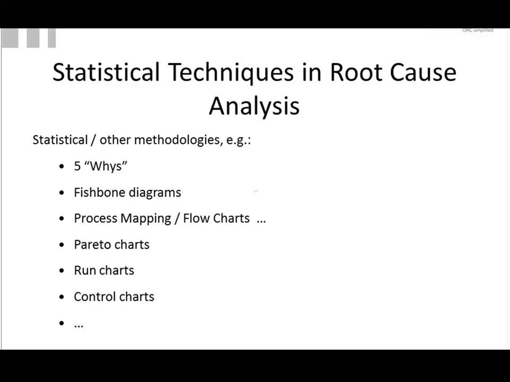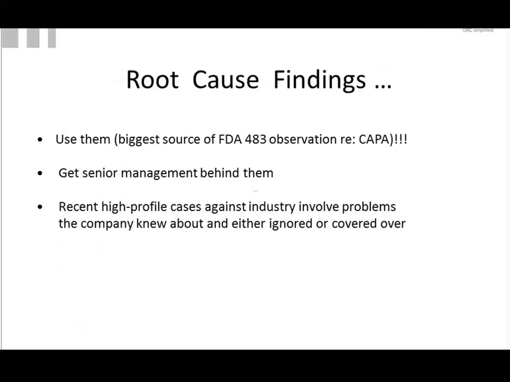I remember studying in college a book called How to Lie with Statistics and writing a term paper on that. So it can be done. Okay, again, use the data that you find. It's one of the biggest causes of 483 observations if you look at their database on 483 observations. Make sure you have senior management support, and again, that's easier said than done, but sometimes publicizing with legitimate data and dollar values will get that attention and support.